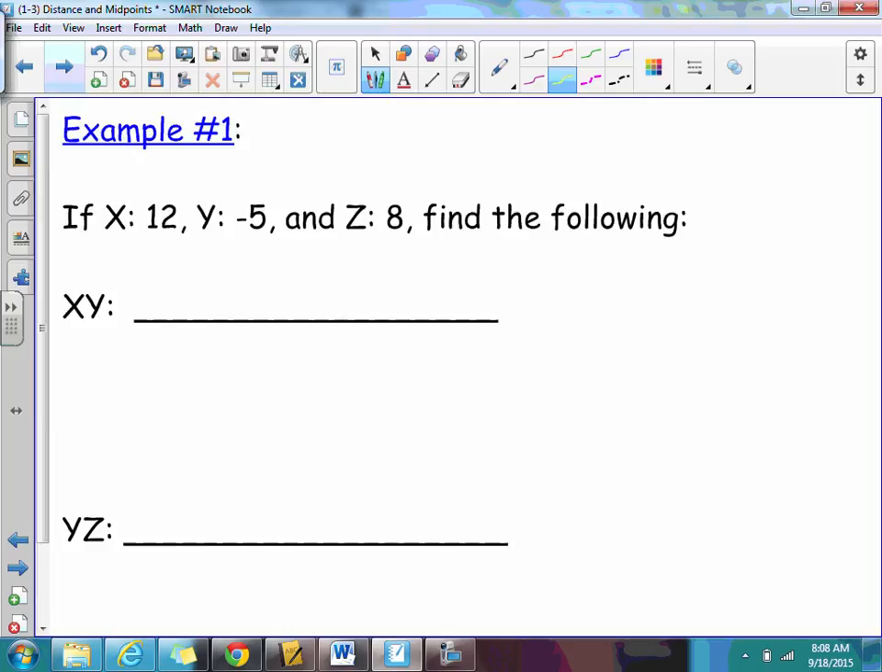Here are my points. X is 12, Y is negative 5, Z is 8. Find the following. Now again, these are pretty close. I could draw a number line, but why waste my time? I have a formula. I'm going to subtract them. So if X is 12 and Y is negative 5, I subtract the coordinates and take the absolute value. What do I get? 17. The double negative will make it positive. Okay, I'll do Y and Z.